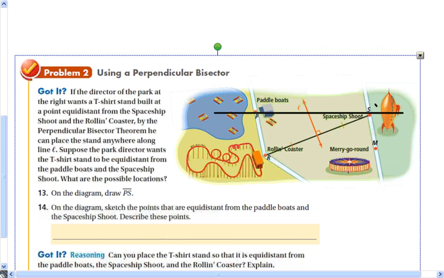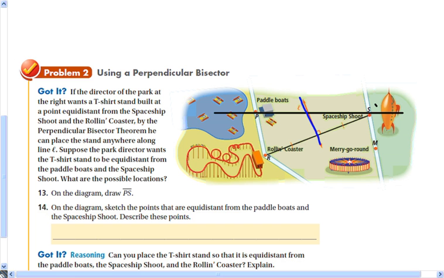All right. So anyway, we want to put in a T-shirt stand, and we want that to be equidistant from the spaceship chute and the rolling coaster. So if it's halfway between those, and he's already drawn the line L for you, that's halfway. So any point on that line will be halfway between points R and S.